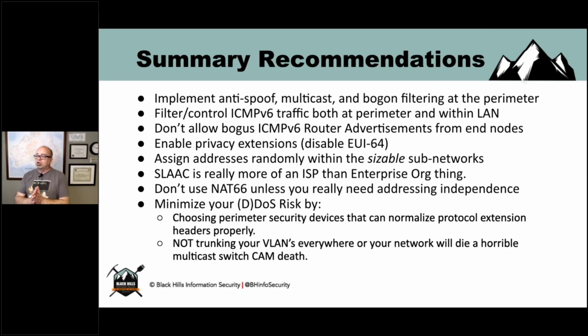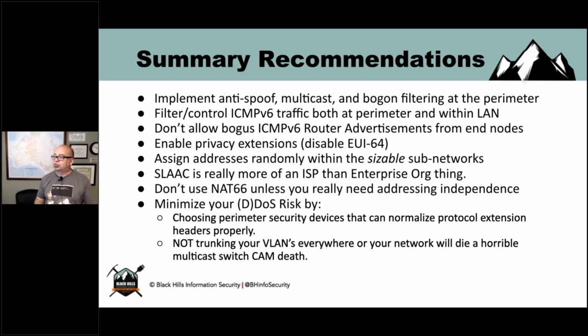Summary recommendations before I close out, and it's 1:50. It's amazing. Before we close out and we go to the full Q&A, implement your anti-spoof multicast and bogon filtering. Control your ICMP traffic. Don't allow bogus router advertisements from end nodes. Enable the privacy extensions. Assign your addresses randomly within the sizable subnetworks, either using DHCPv6 or SLAAC, whatever works for you. SLAAC really is more of an ISP than an enterprise organization thing. I do recommend DHCPv6. Don't use NAT66 unless you really, really need address independence. That's really what that should be focused on.